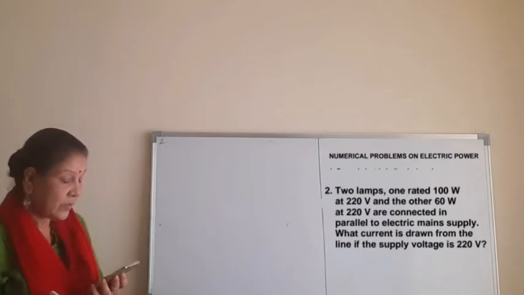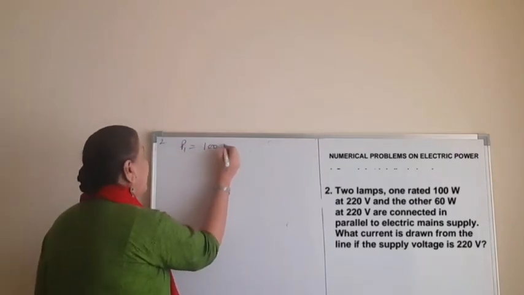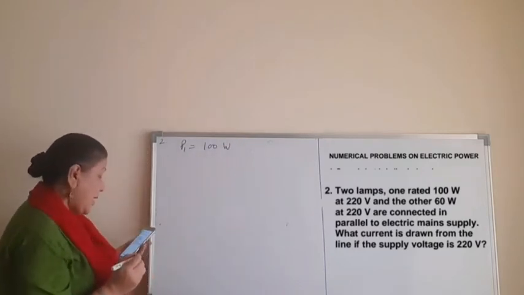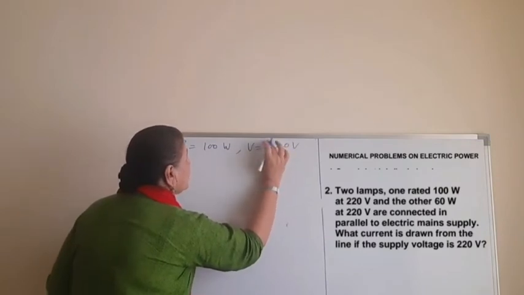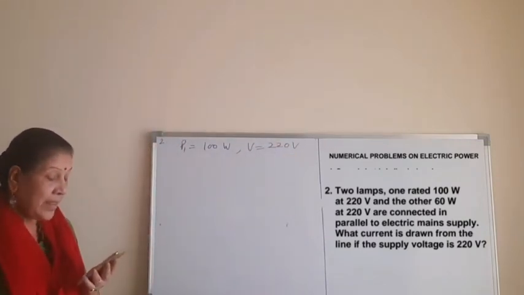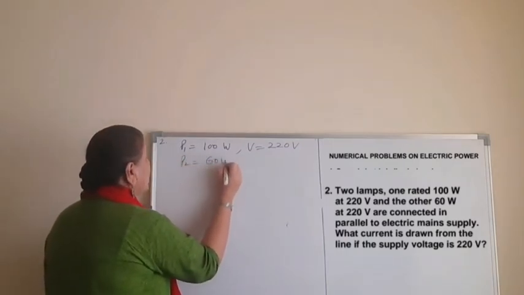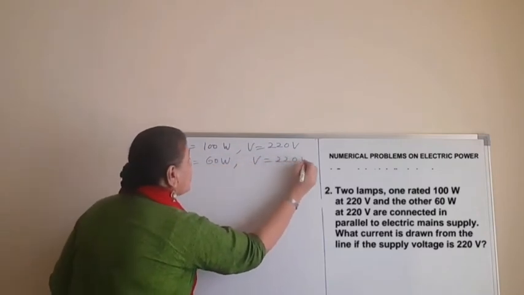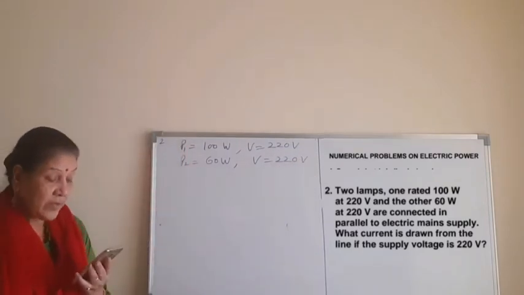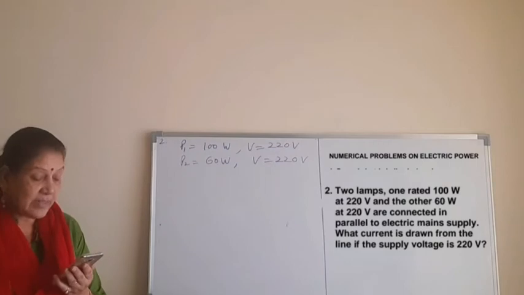So what all is given to us? 2 lamps, one rated 100 watts. P1 is equal to 100 watt at 220 volts. V is given to you as 220 volts. And the other 60 watt, so P2 is given to you as 60 watt, and parallel to the electric supply, V is equal to 220 volts only, right? P1 and P2 are given to us. You have to find the current. They are connected in parallel. What current is drawn from the line if the supply voltage is 220 volts?